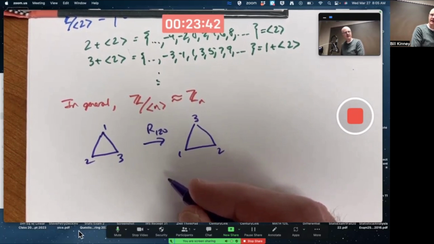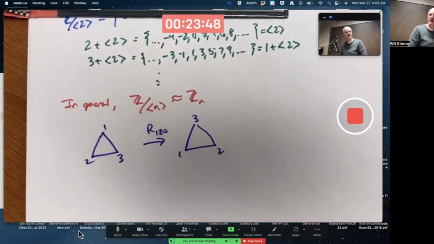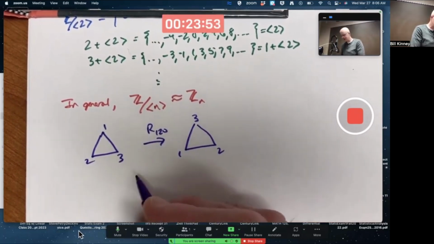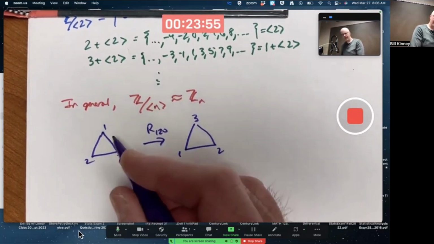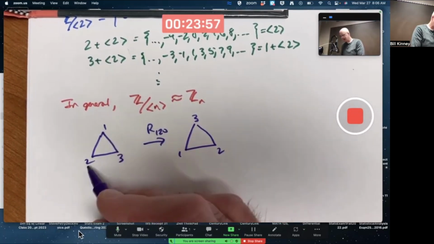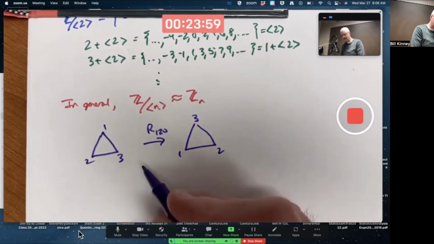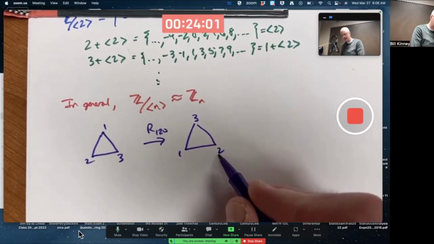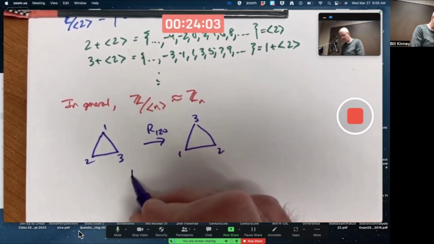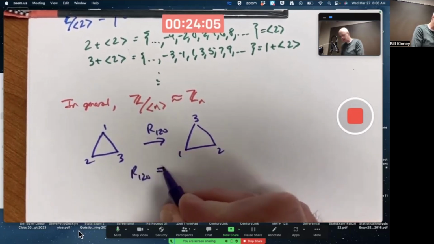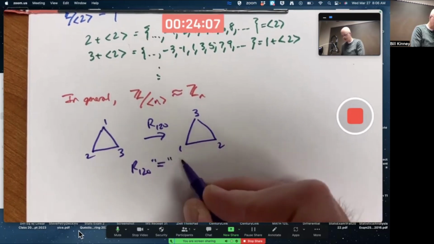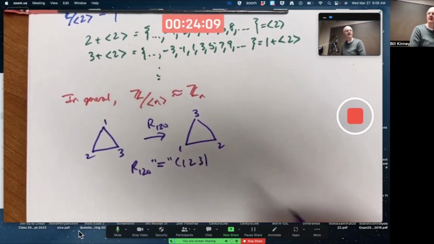There was one class period about a month ago where we talked about that. I think I tried it with squares, but I was mistaken in how I was thinking about the permutations. I made mistakes. The better way to think of it here is that 1 is getting mapped to 2 because 1 goes there, 2 is getting mapped to 3 because 2 goes there, and 3 is getting mapped to 1. R120 effectively equals, in quotes, the permutation (1 2 3).